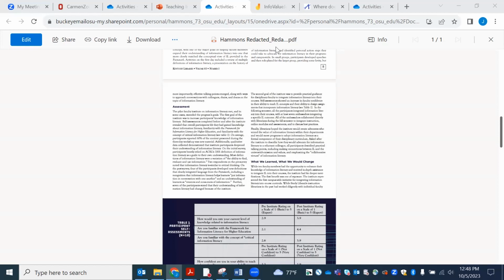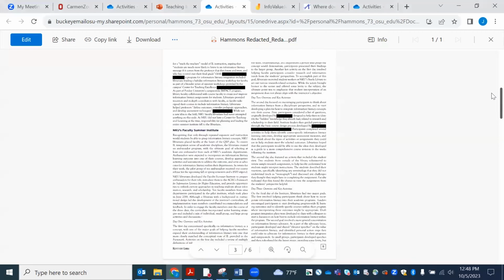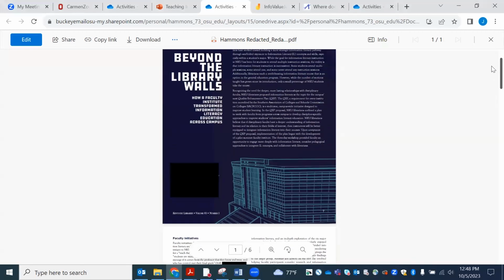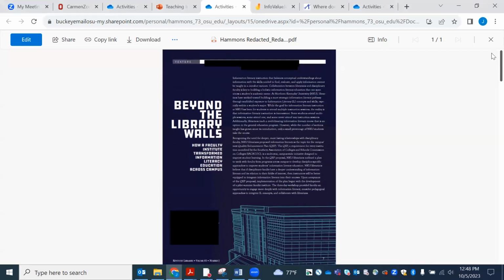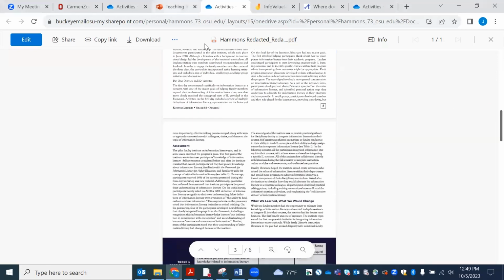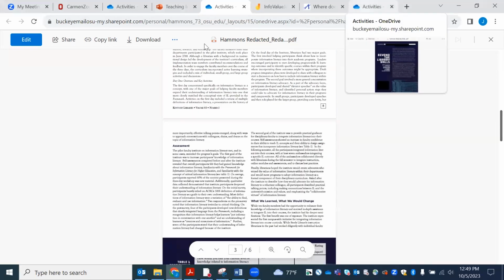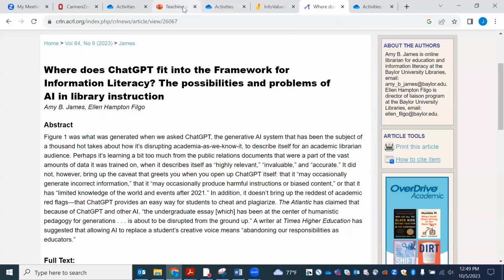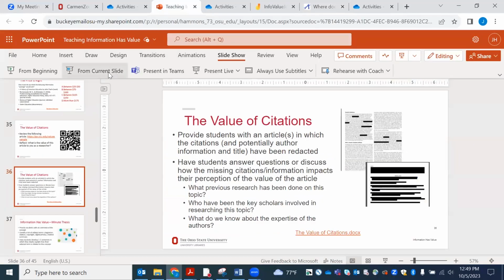The authors' names have been removed. So you could potentially find out who wrote this article, but it's still limiting some of the information that's available that would allow you to evaluate the credibility of the source. So this is an article that I wrote with some colleagues. I just went through and did some quick redactions on that. And I think that this could be a really interesting and useful activity to do with students.